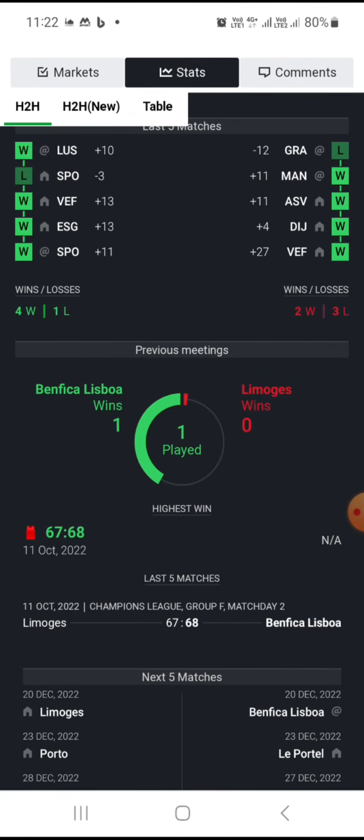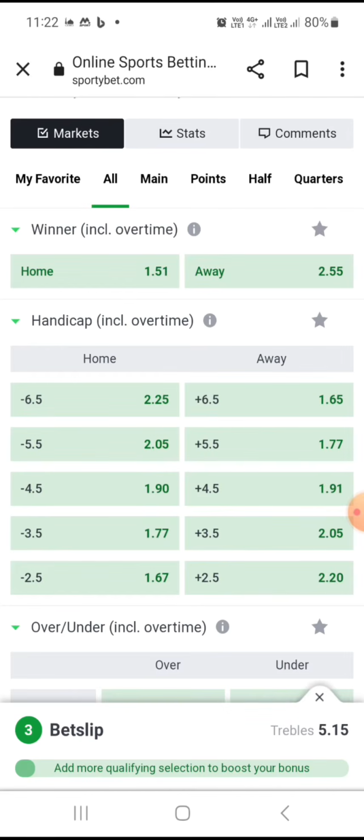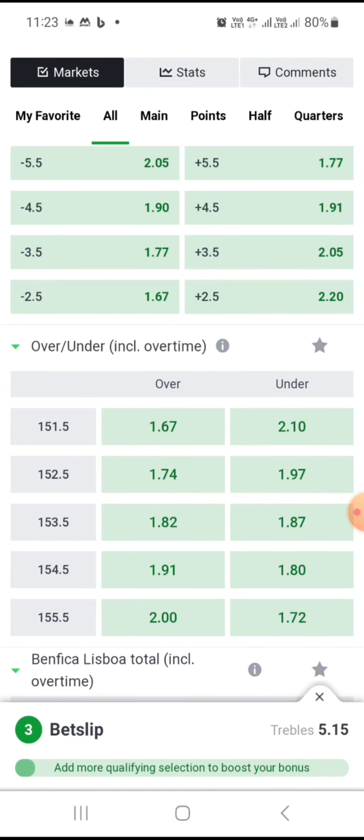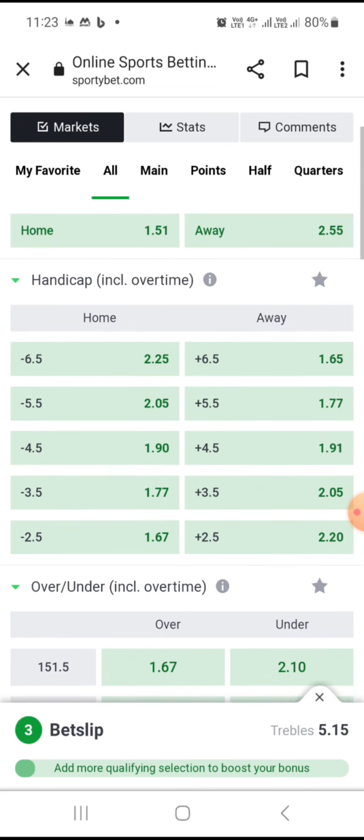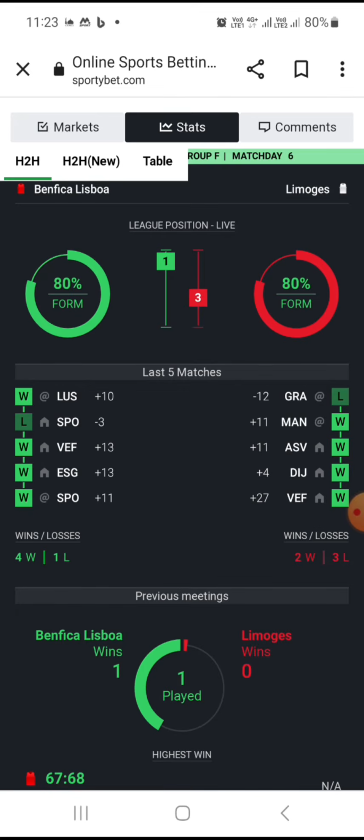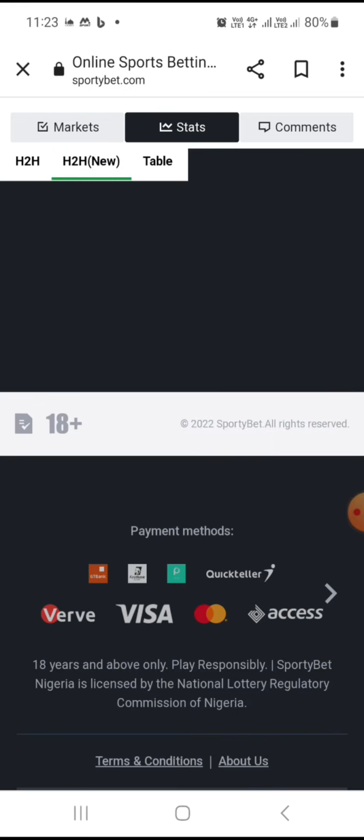Now you have only one game here. It's not enough. But looking at this one game, if you add them, 67 plus 68 is 135. If you go back to this, 135 is not enough because the highest there is 155, 151. That is over, so you cannot play it. If you use under 155, it might enter, but this is not enough to play this game because they don't have much. Because I said every international game you have to go to H2H new. This is H2H new. You tap on it.